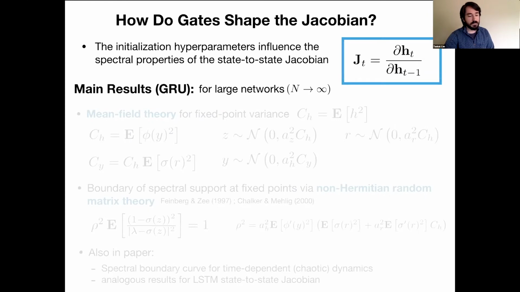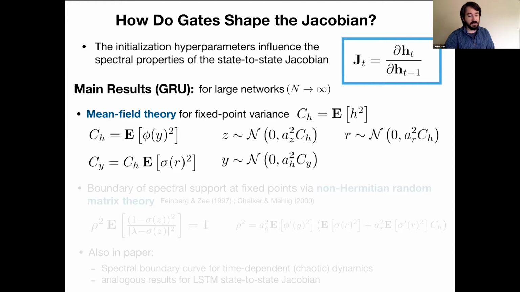In particular, we wanted to understand, in greater detail than maybe has been done in the literature before, precisely how gates shape the spectrum of the Jacobian. And here is a bit about the techniques that we use to get there. First of all, and this is all in the large network limit, we needed mean field theory to determine fixed point variances of the hidden state variable. These are the basic equations that we used. You can see the paper for more details, obviously.